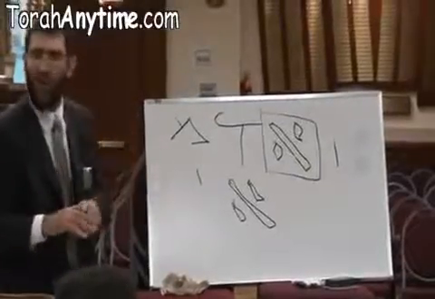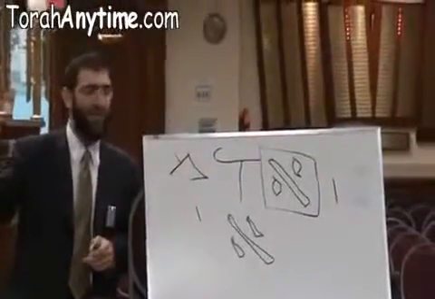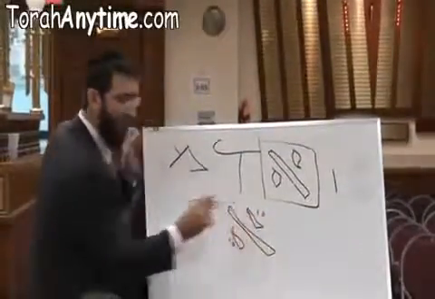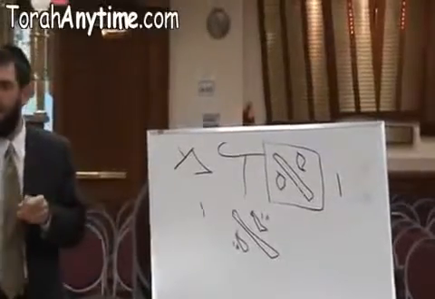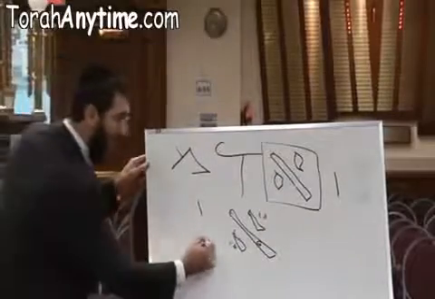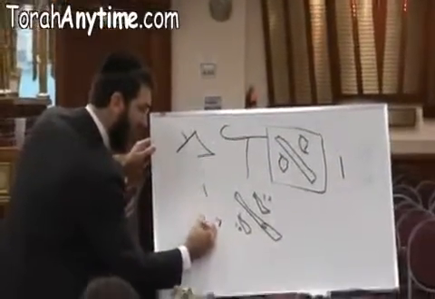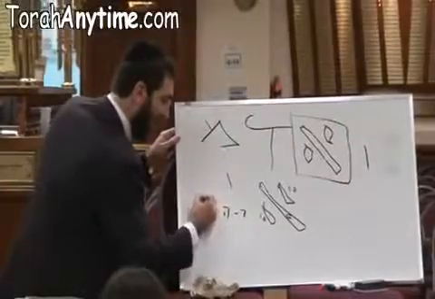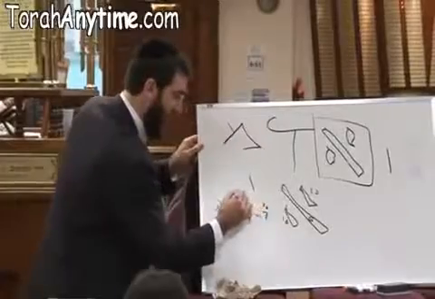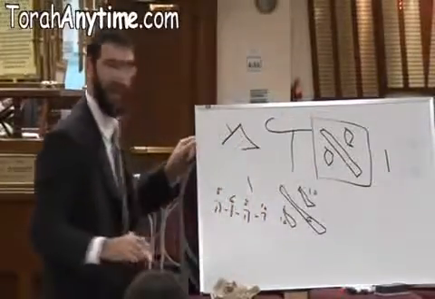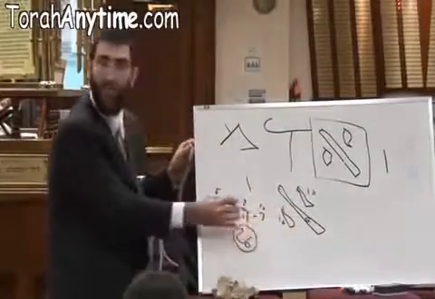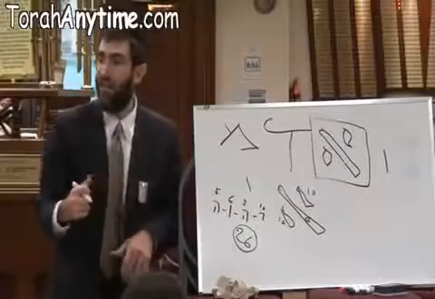Help me along. What's the numerical value of Yud? Aleph, Beit, Gimel, Dalet, Hey, Vav, Zayin, Chet, Tet, Yud. So I have Yud, and the numerical value of a Vav: Aleph, Beit, Gimel, Dalet, Hey, Vav, 6. That's interesting because that happens to be the same numerical value as this word: Yud, Hey, Vav, Hey. God's name. Yud is 10, Hey is 5, Vav is 6, Hey is 5. You add it together, what do you get? 26. So we see in the structure of the Aleph the same numerical value as God's name.